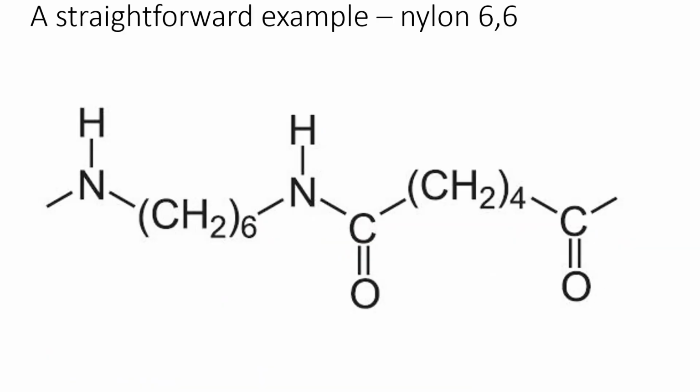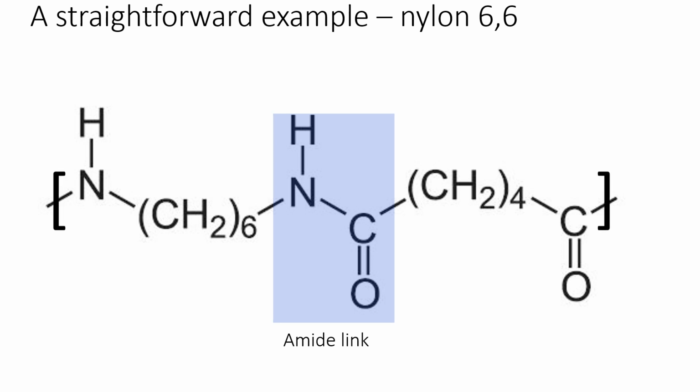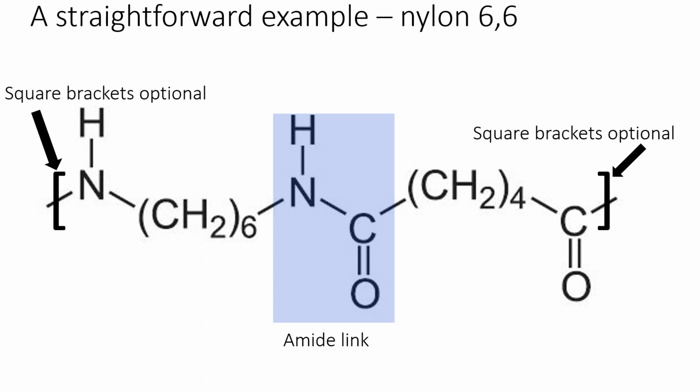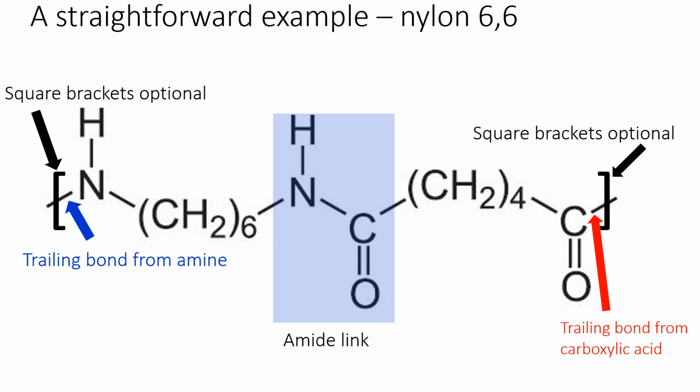So if we look at a common example used in exam questions such as nylon 6,6, the amide link is in the middle. You can put square brackets, but they're not essential. But you need to put the trailing bond from the amine on one side and the trailing bond from the carboxylic acid on the other.